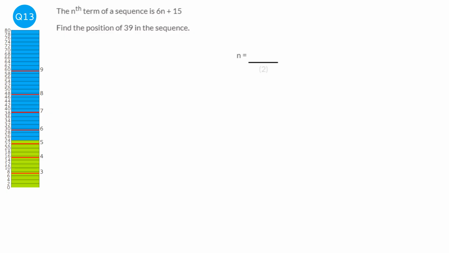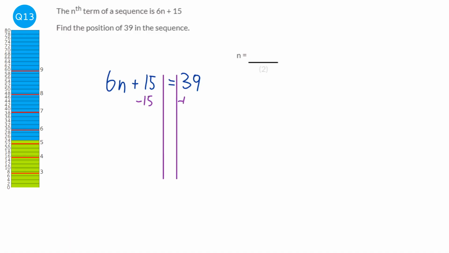So when we're asked to find the position, we're basically finding out what n is, and we're told that the sequence has a 39 in it, and we're finding the position of 39. So we're going to equal the nth term to the 39 and solve it. So we're going to put in our solving lines, and the first thing we're going to do is take away 15 from both sides because we want n on its own. So we get 6n equals 39 take away 15, which is 24.